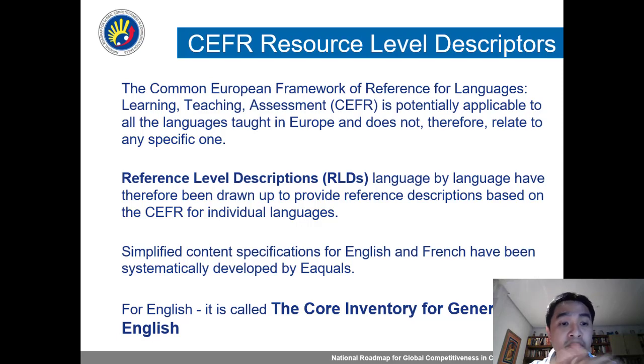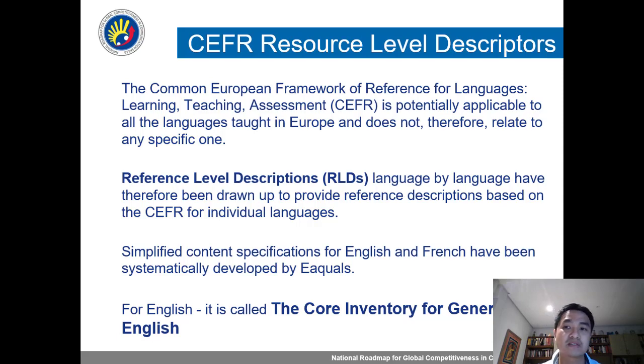So for English, it was developed by EAQUALS and the British government, and it's called the Core Inventory for General English. They spent a lot of time creating this, and that is the reference level descriptor for English. So they created one specific for English, and there's one for Spanish created by the Spanish government.